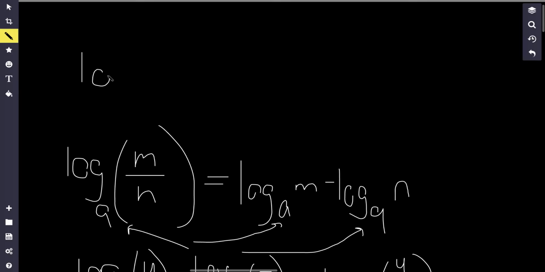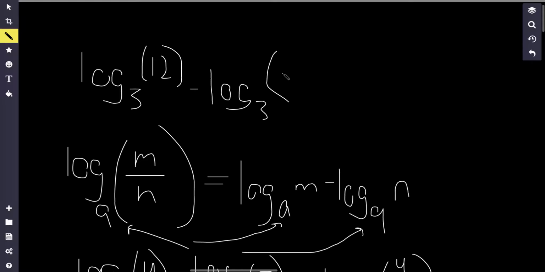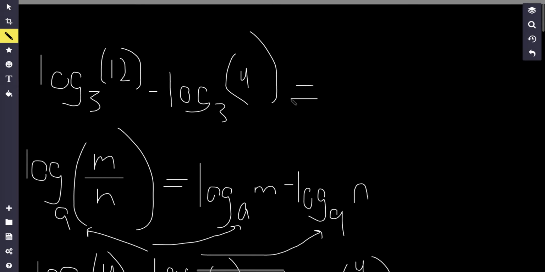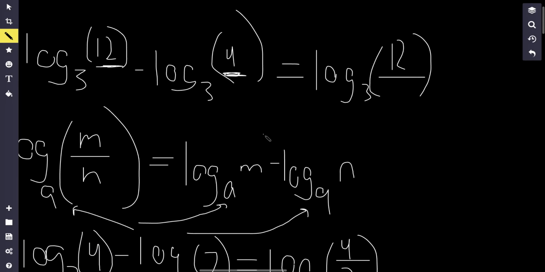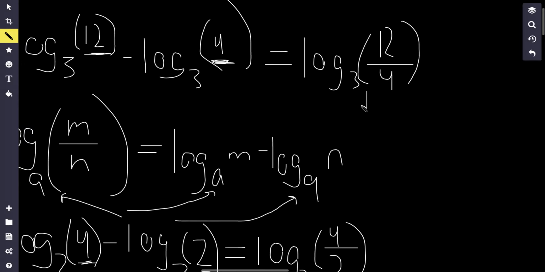Let's say we have log base 3 of 12 subtracted by log base 3 of 4. Well, what you're going to do is keep the base. You're going to take the first thing inside of parentheses and make it the numerator. You're going to take the second thing inside of parentheses and make that the denominator. So this is just going to be equal to log base 3 of 12 divided by 4, which is 3.